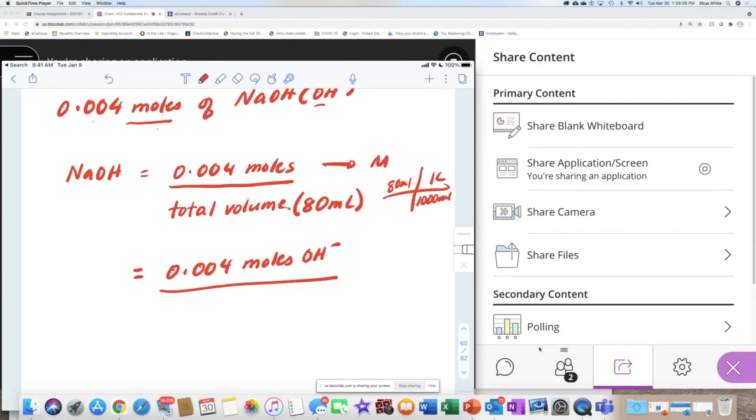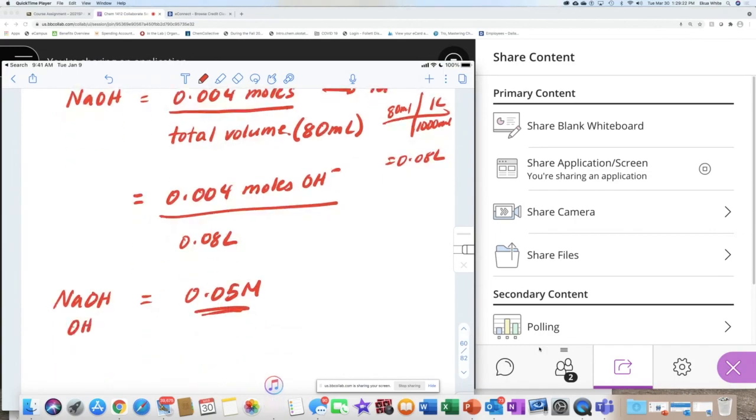80 divided by that. Okay, here I get 0.08 liters. Okay, I got my moles of OH left over. Divide by that: 0.004 divided by 0.08. So amount of base. Finally, you can tell I'm smiling. I made some progress. This is the molarity of the base, or the same thing as OH minus.